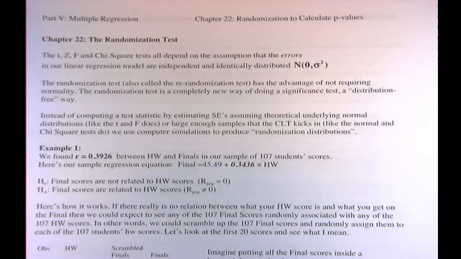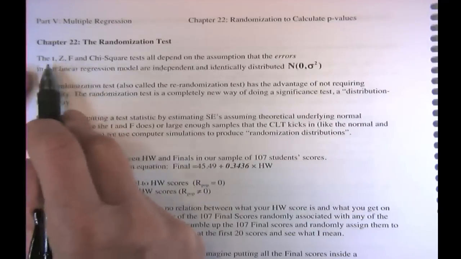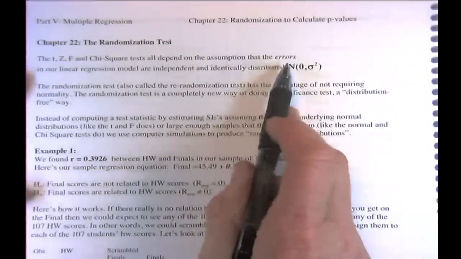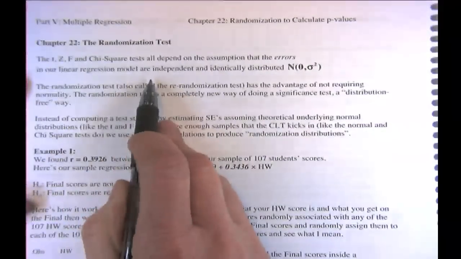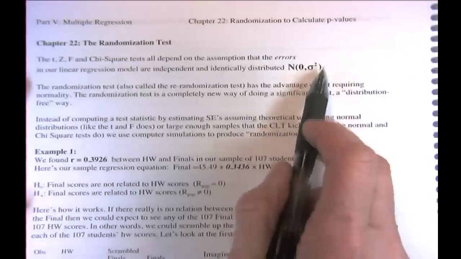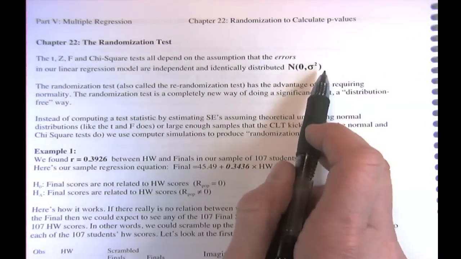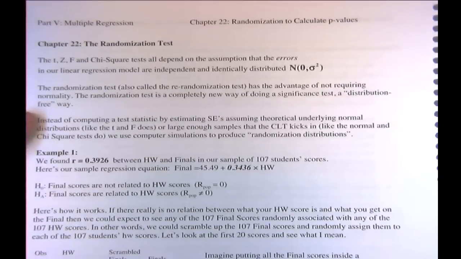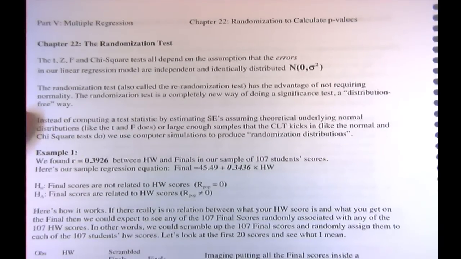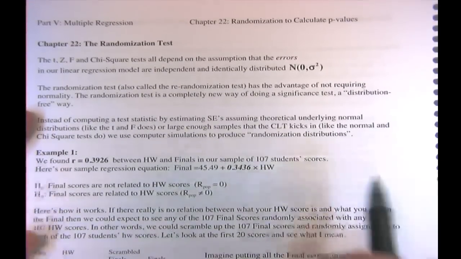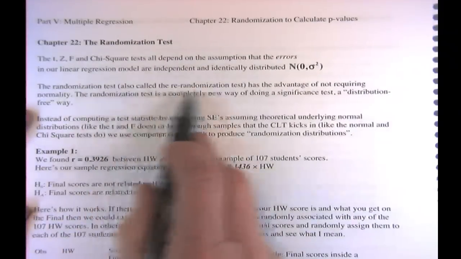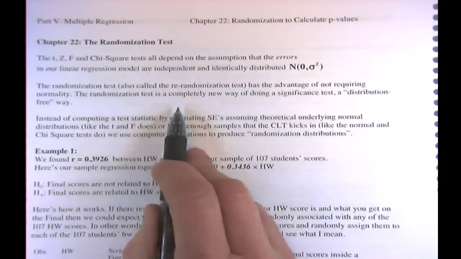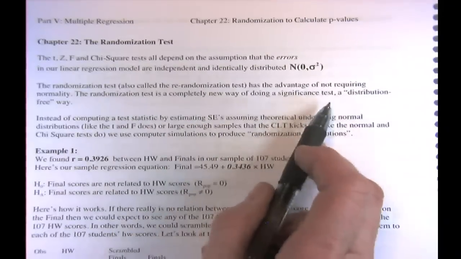The Z, the T, F, chi-square, all these are parametric tests. What does that mean? They depend on assumptions that the errors in our linear model are independent and identically distributed, normal 0, sigma squared, and that there's a linear relationship between each predictor and the y variable. The randomization test, also called the re-randomization test, has the advantage of not requiring normality. It's a completely new, distribution-free way of doing a significance test.